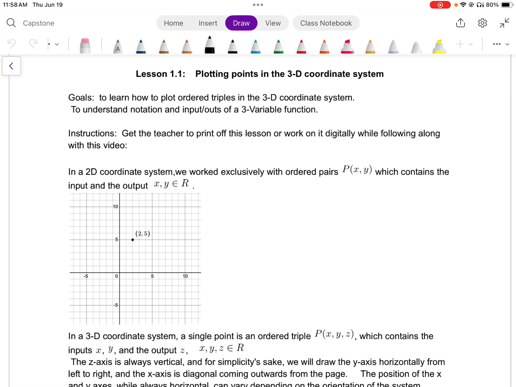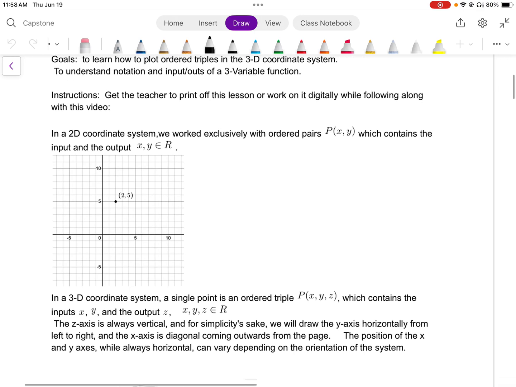The goals in this little lecture are to learn how to plot ordered triples in the 3D coordinate system. I want you to understand the notation. We're going to talk about inputs and outputs of a three variable function. You should have a printed off worksheet, and you're in the right place if you're watching this video.